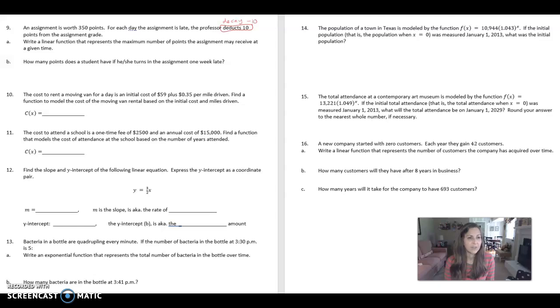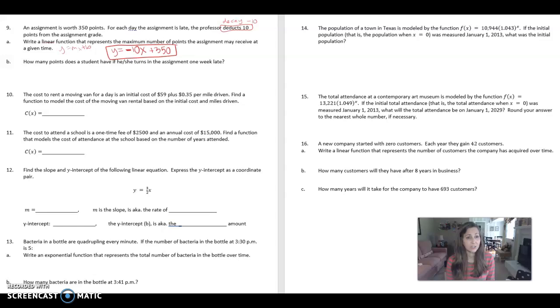Write a linear function. Okay, so they told you it was linear. I know I'm going to use y equals mx plus b. And let's see, M is the rate of change. Well, your grade is going to change by 10 points per day if you are late. Now, it's going to be a negative 10 because I'm going to take 10 points away from your grade. Then X is the number of days that you're late, which we don't know. And everybody starts out with a positive 350 points. So that would be a plus 350. And then the 10 is negative because I'm taking points away.